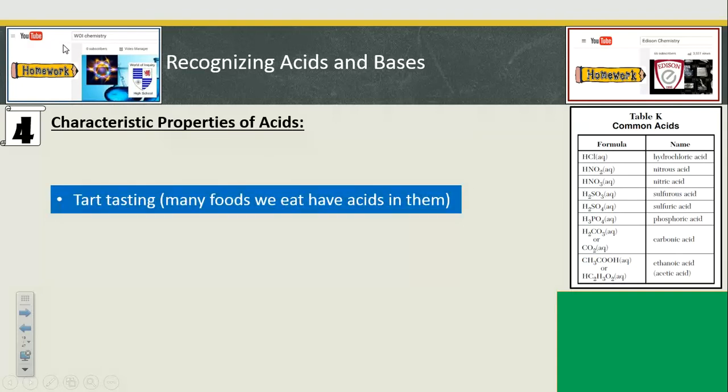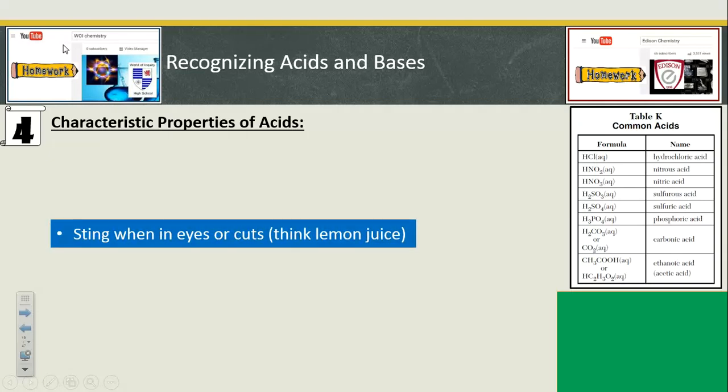Now, typically, this isn't usually tested in a lab, but they taste tart. Many foods that we eat will contain acids. A lot of the candies we prefer, the drinks that we've got have acids in them to give us that tangy tart taste that we love. Now, they're also going to sting when you get in your eyes and cuts. So if you've ever been chopping up a lemon and you got a little cuts on your fingers, it starts to sting. Or you've been squirted in the eye by like a grapefruit or something like that, that's an acid feeling that you've got. Right?